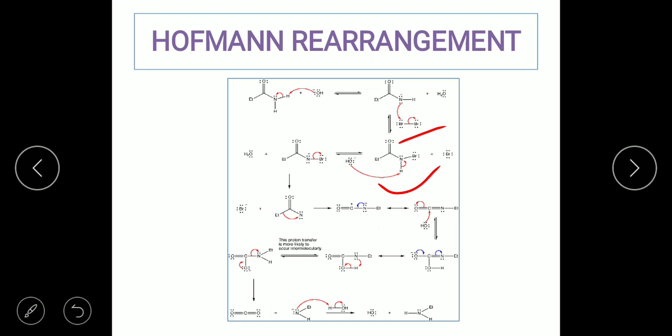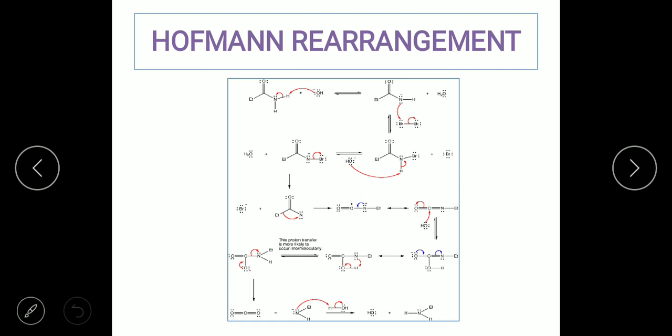Now again it is going to grab the proton from the nitrogen, and here again you get N minus. The nitrogen has a negative charge on it. At this point, the bromide is going to be eliminated. The first step was the addition of bromine, and this next step is the elimination of Br minus. So Br minus is eliminated here.